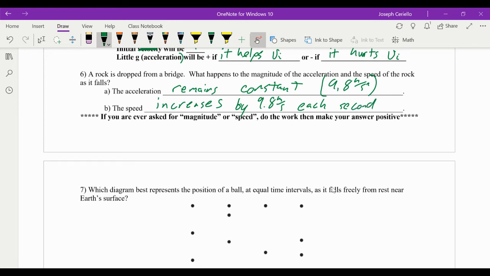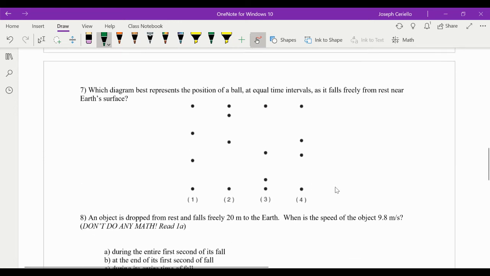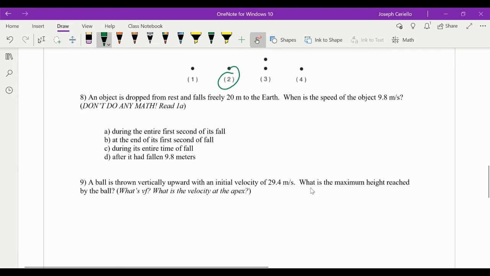So which one of these images below represents the position of a ball at equal time intervals as it falls freely from rest? As it falls freely from rest, it's going faster and faster and faster. So each second, it's going farther and farther and farther. Which one represents that as the ball falls? It would be choice 2. Choice 1 would represent constant velocity. Choice 3 represents an object slowing down as it goes downward because it's going less and less distance. And this would show an object slowing down then speeding up.